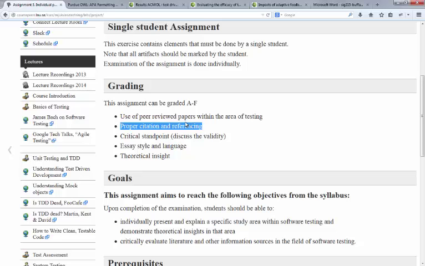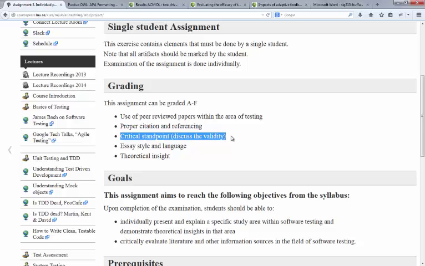Perhaps you're going to write your thesis, and then you need to know these things, and you need to have a citation system. So that is one of the reasons that we're doing this. Okay, the third thing that I'm going to try to judge is that you have a critical standpoint, that you can discuss the validity of what they're saying. You're not accepting what they're saying as the truth. You have a critical viewpoint.